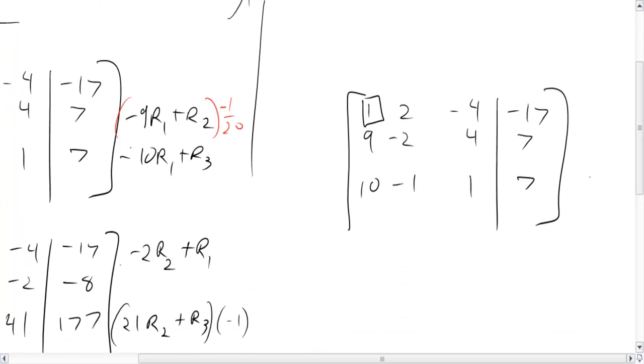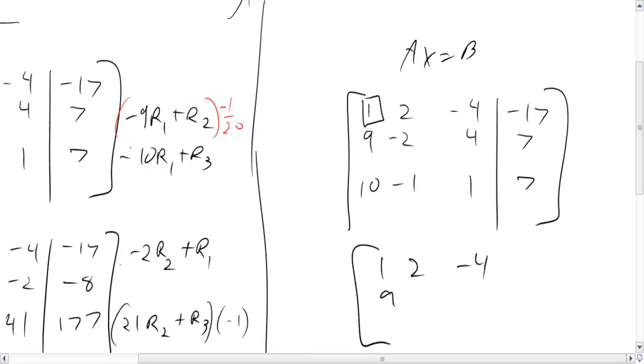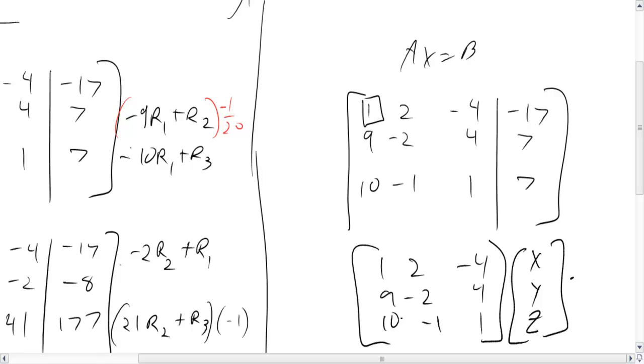For the AX equals B form, all we're going to do instead is keep our same main part of the matrix. We're going to keep the 1, 2, negative 4, 9, negative 2, 4, excuse me, positive 10, not negative 10, 10, negative 1, 1. But then we just remember it's matrix multiplication, so this is x, y, z, and this whole thing equals negative 17, 7, 7.